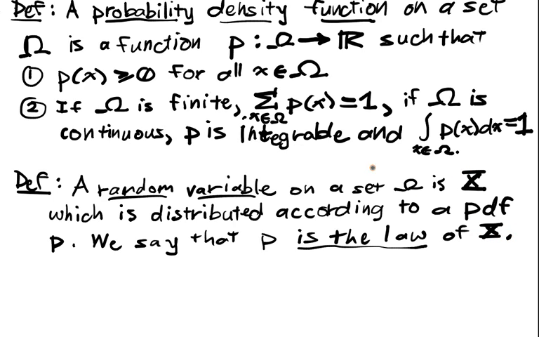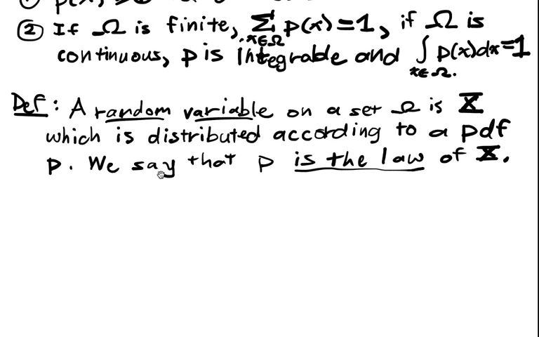So all we're saying is that we have this probability density function and we have some random number that we're going to get, and it obeys this relative frequency law, which is determined by P. That's it.